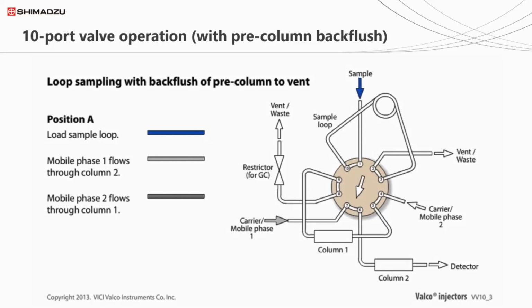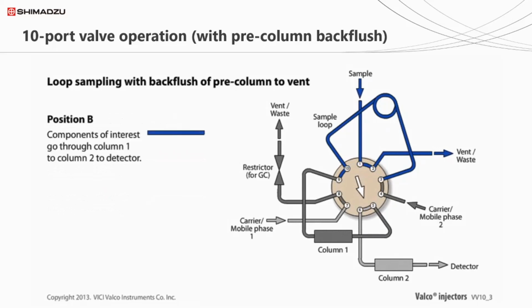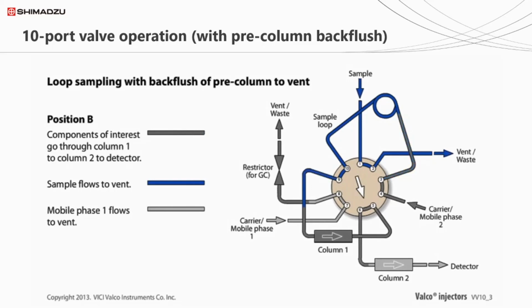The sample is loaded through a loop in exactly the same way. We then have 2 sources of carrier gas. One flows through column 1, which is our pre-column, and the second flows through column 2, which is our analytical column, such as a molecular sieve. The valve is then switched, and the sample is flushed off the sample loop and through the pre-column. The analytes with a short retention time on the pre-column then continue onto the analytical column.